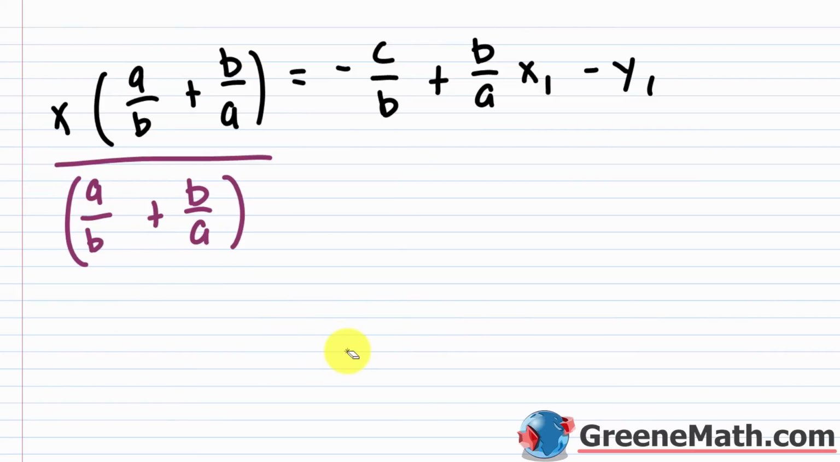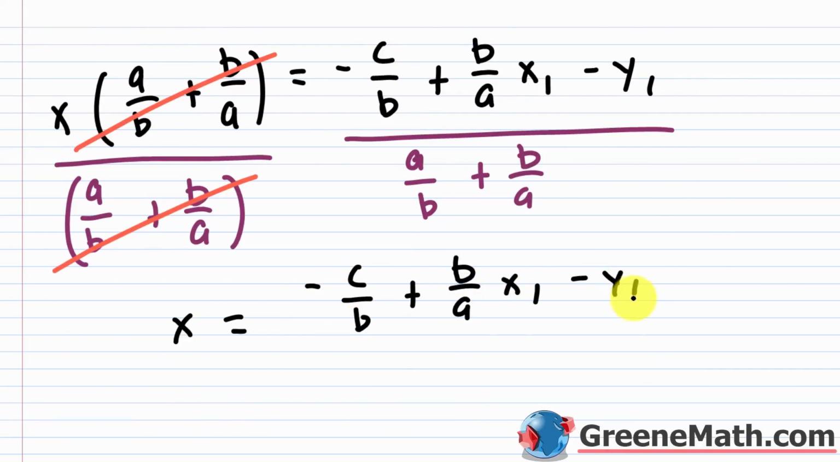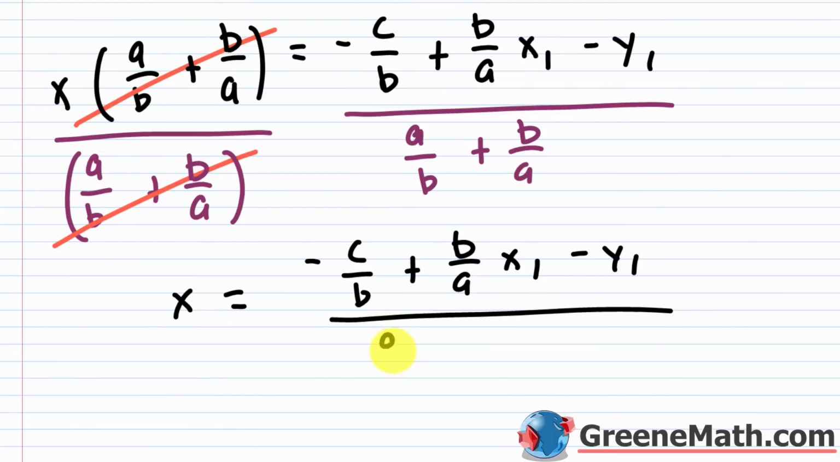So let me get rid of this, and let me divide this over here. So this is a over b plus b over a. So we're going to have this as x is equal to negative c over b, and then plus b over a times x sub 1 minus y sub 1. And this would be over your a over b, and then plus b over a.